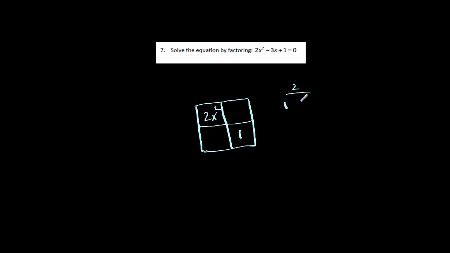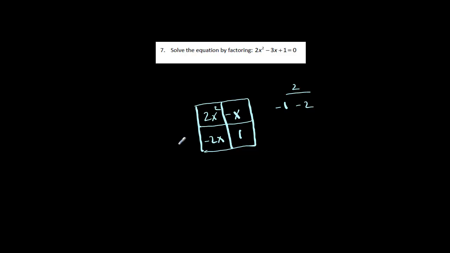Number 7, solve by factoring. So it's in order. The lead term is positive. This is not a perfect square trinomial, so we're going to use the box method. So the 2x squared goes here. The 1 goes there. 2 times 1 is 2. The only possibility is 1 times 2. You're going to have the same sign. Both are negative. So we're going to have -1x and -2x.